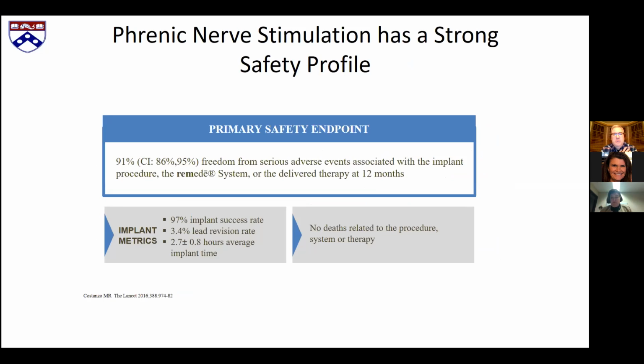One of them at Penn was not because of a patient with prior infection and whatnot, and lots of scar. The lead revision rate is similar to what we see for BiV pacing. And interestingly, over time, the implant time, like we've seen with BiV pacing and other devices, trended down, but there is certainly a learning curve. The good news was there were no deaths related to the procedure, the system, or therapy.